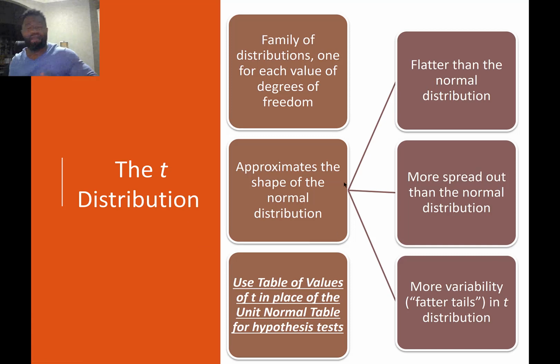So it still has that bell-shaped symmetrical curve, but it is flatter than the normal distribution, and it's more spread out than the normal distribution. And it's actually got more variability in the tails than the normal distribution. And so we have to use a table of values for t in place of the normal unit for our hypothesis test. So we can't use that z table anymore.